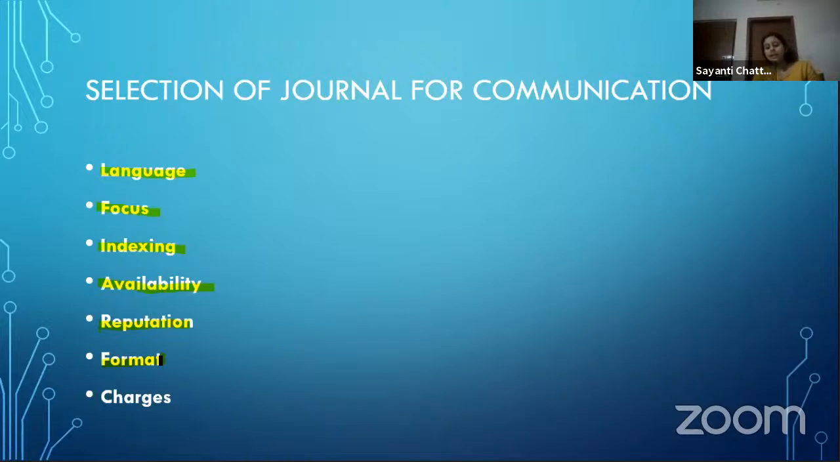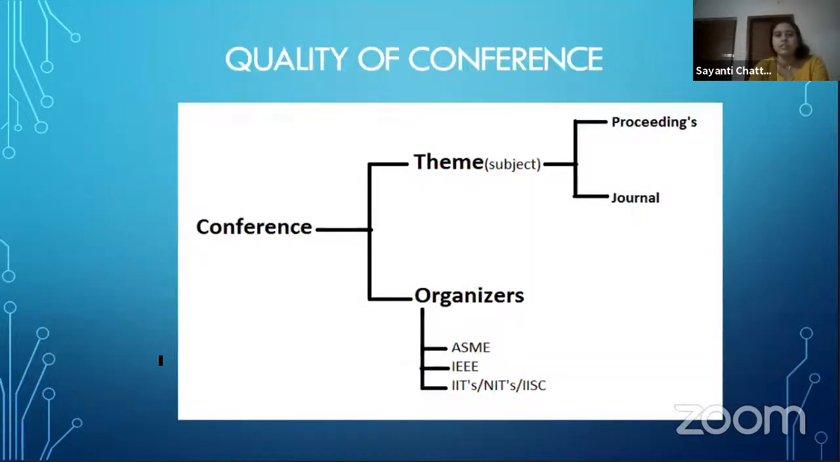Next one is the charges. Generally, most SCI indexed journals are unpaid, but some SCI journals are paid also, and some Scopus indexed journals are also paid. So check the APC, the article processing charge, before submitting to the journals. But if you go for unpaid journals, it will take more time. Now the choice is yours. What do you want? Better publication or fast publication? So it is the choice of the author.